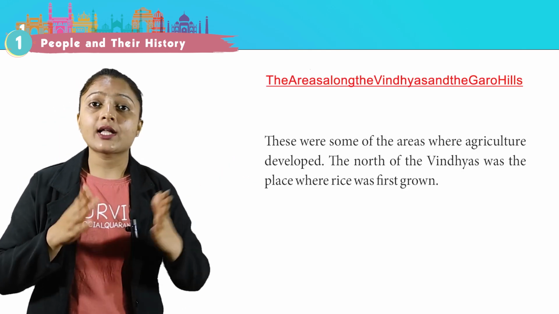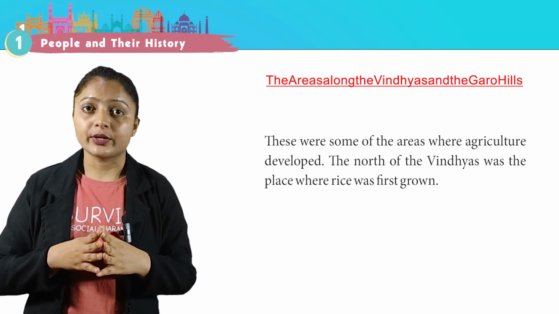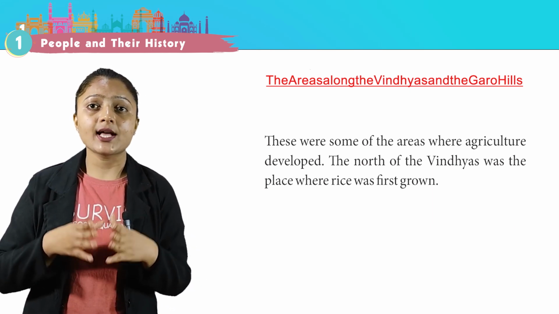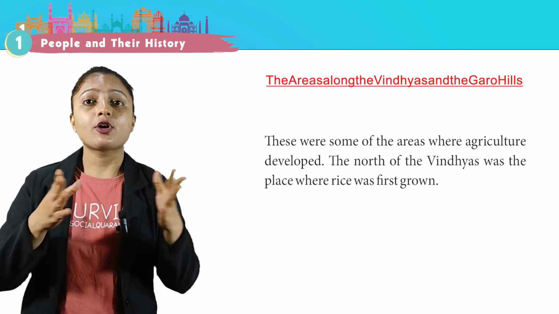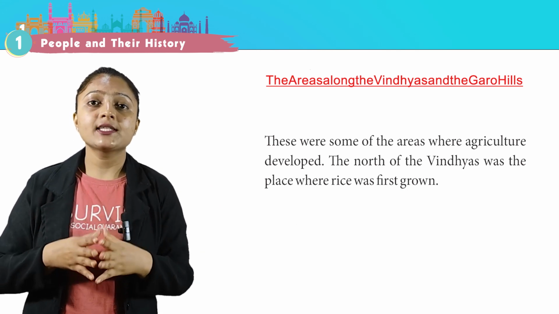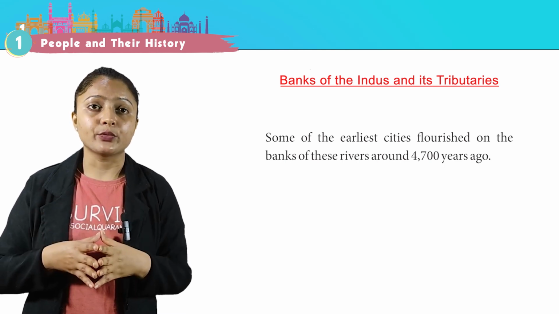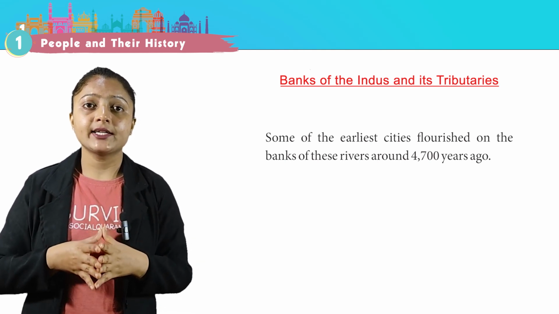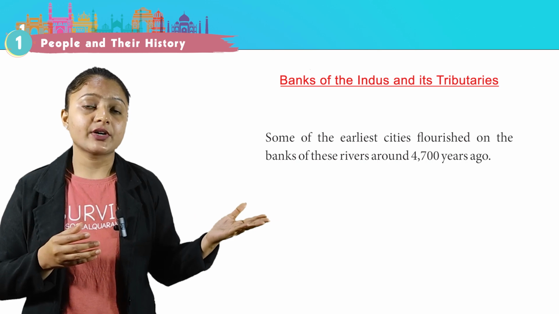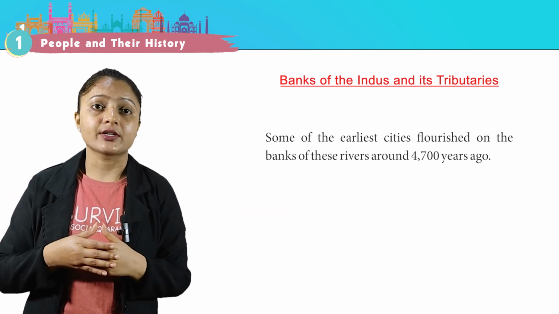The areas along the Vindhyas and Garo hills. These were some of the areas where agriculture developed. The north of the Vindhyas was the place where rice was first grown. Banks of the Indus and its tributaries. Some of the earliest cities flourished on the banks of these rivers around 4,700 years ago.